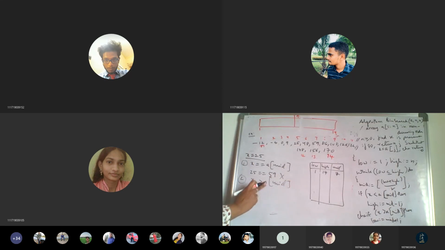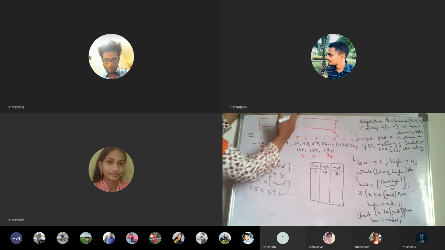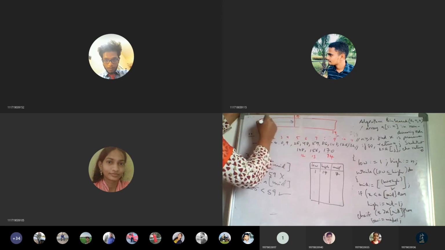Then the second condition: is x less than a of mid? Is 25 less than 59? Yes. So what should we do? The search area, whatever we are going to search, is less than the mid. So this is the search area where I can find my x.